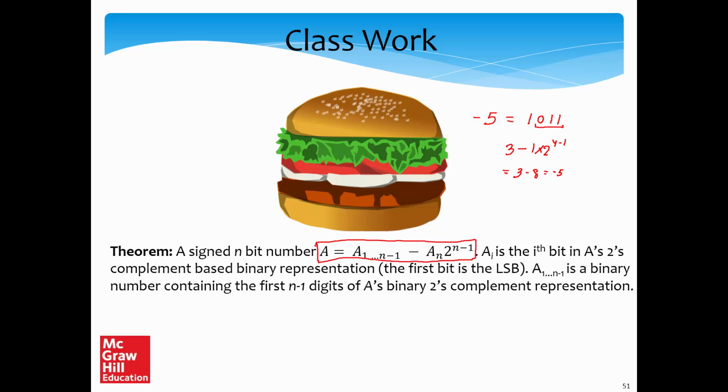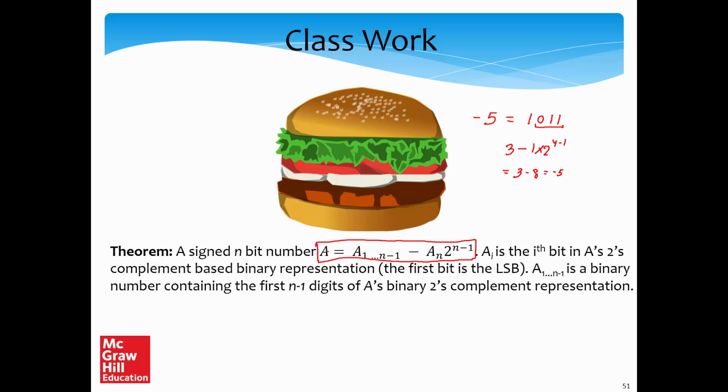So in a sense, what we want to prove is this result: given a signed n-bit number A, if we consider the number made by its first n minus 1 bits, A1 to n minus 1, and we subtract the MSB times 2 to the power n minus 1, we'll get the original number A. That's what we need to prove.